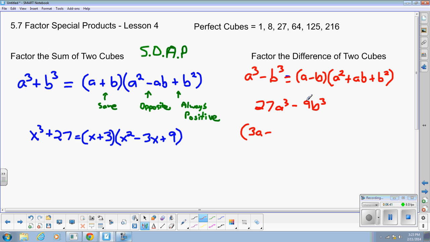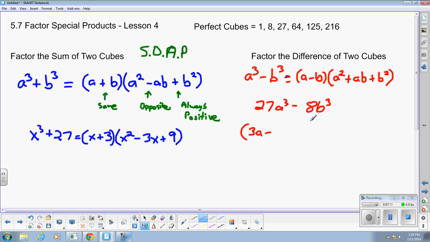And I'm sorry, this 9 is a mistake. Actually, I meant that to be a different number. I'm going to change that for you. So my apologies on that one. So I'm going to change that. I have 27a cubed, and it will be minus, and I meant 8, 8b cubed. So I apologize for that.